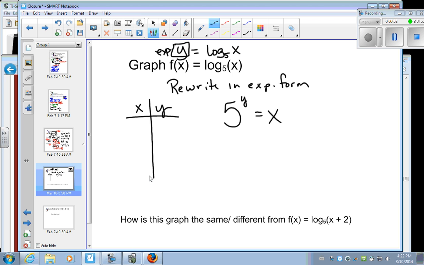And then I would start out by plugging in values for y. So that's a little different, but that's just the way it goes. So maybe I might plug in, I don't know, -1, 0, 1, and 2. When y is -1, x equals 5 to the -1. That's 1/5. When y is 0, x equals 5 to the 0.